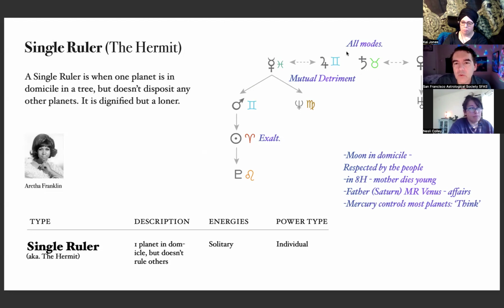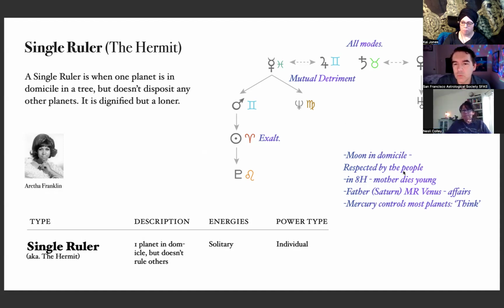Okay. She also has all the modes up here, and not only that, she has two of these mutual reception things, like we had seen with Ali. So Mercury and Jupiter are switching places, switching signs, and Saturn and Venus are also switching signs. However, the Mercury and the Jupiter are in mutual detriment. So Mercury is not doing great in Pisces, and Jupiter's not doing great in Gemini.